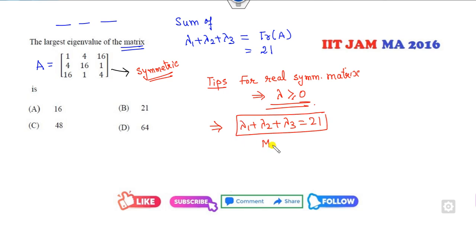So what can you say about the largest eigenvalue? Can you find it? The largest eigenvalue is itself 21. Fine. Because the sum of the eigenvalues is 21, this option and this option cancel out. If one of them is 16, the other must be, the sum of them will be 5, but the largest eigenvalue will be 21 if 2 eigenvalues are 0, and it will be here.